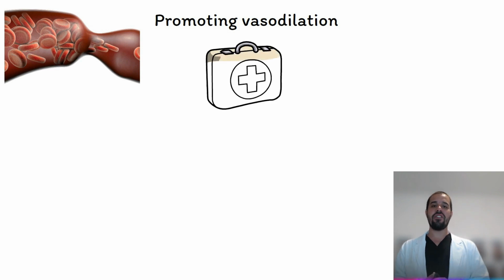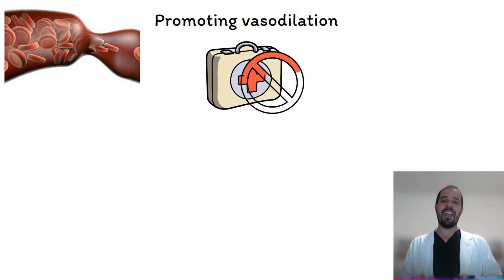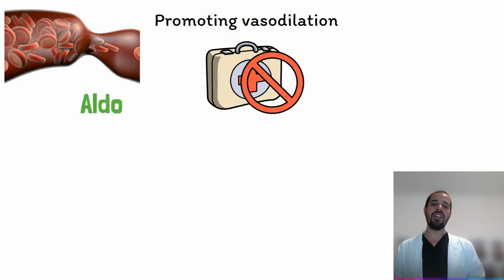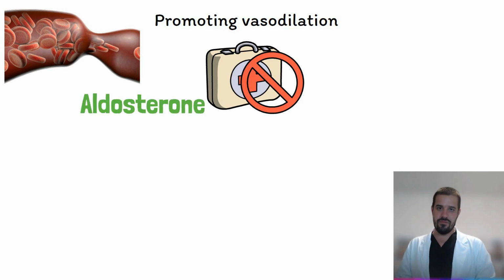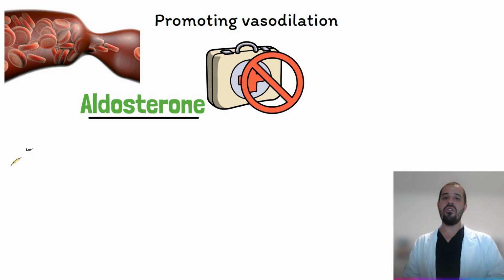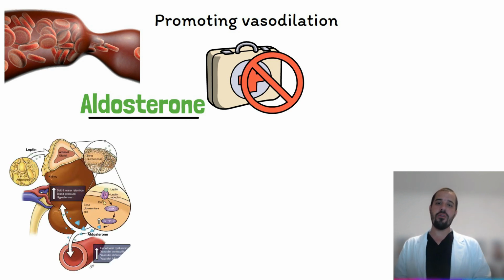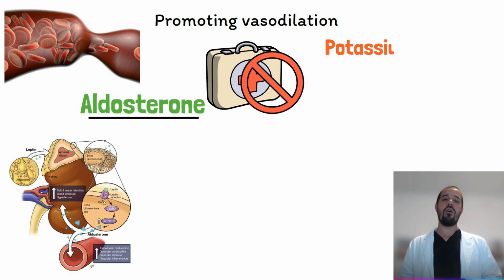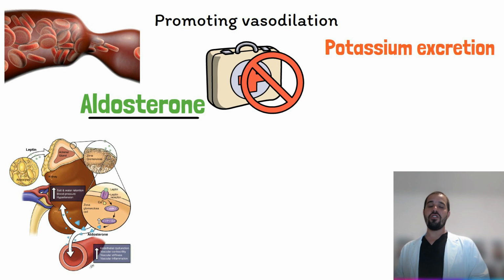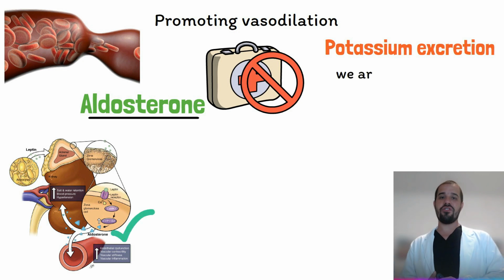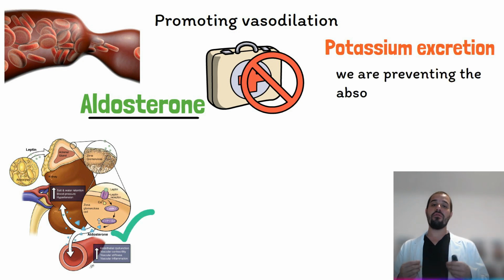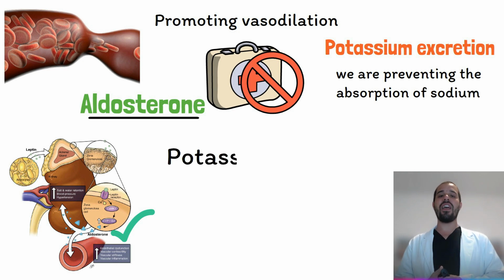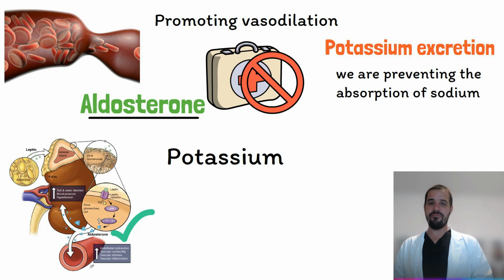Another very specific property is that this medication stops the release of aldosterone. Aldosterone, as we know, is a specific hormone that promotes sodium retention and promotes potassium expulsion. So by preventing aldosterone secretion, we are not promoting absorption of sodium and we are not promoting excretion of potassium.